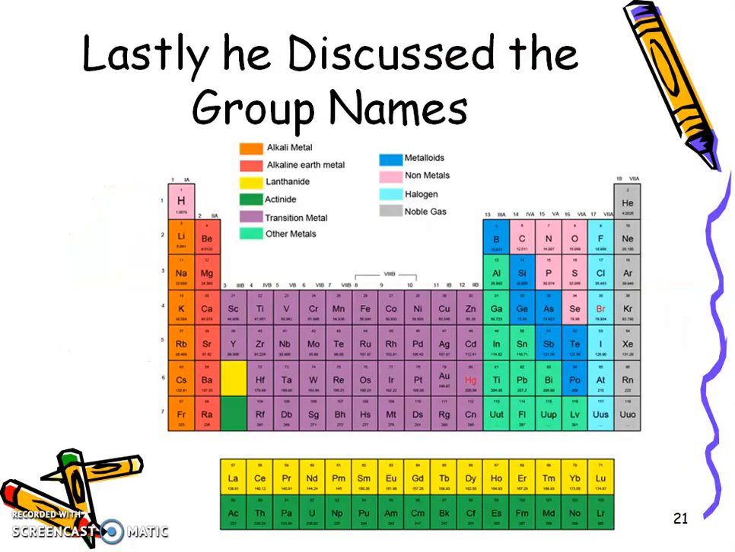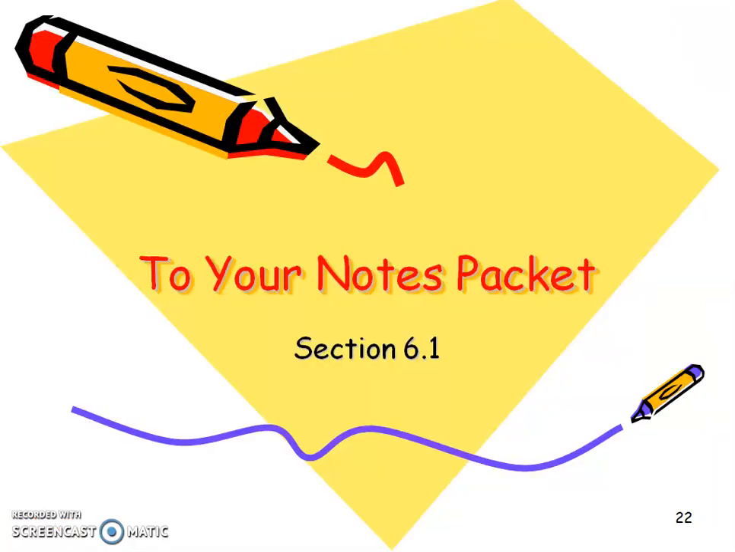He also talked about the group names, right? He talked about the alkali metals and the alkaline earth metals and so on. Because the periodic table is arranged the way it is, we can give these groups certain names because they're going to have similar properties, just like that grocery store. So off to your packet of notes.